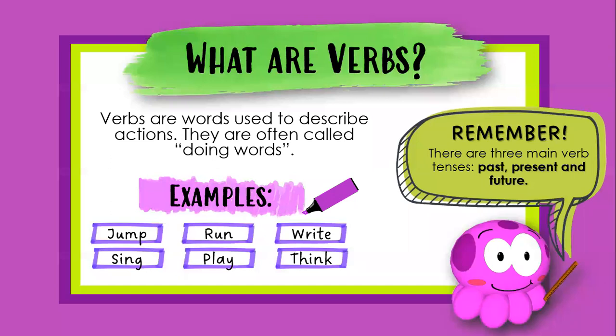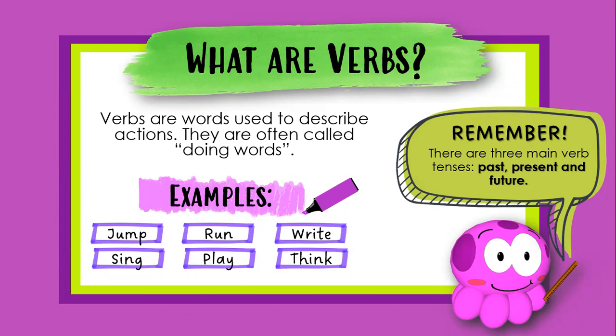So today's topic is going to be verbs. So let's begin. What are verbs? Verbs are words used to describe action, so things that you can do, and they are often called doing words. So these are words that you use every single day. Some examples include jump, run, write, sing, play, think, open and close, sit and stand, swim and run. And all of these are verbs. They are doing words. They are actions. It's people and animals in motion.